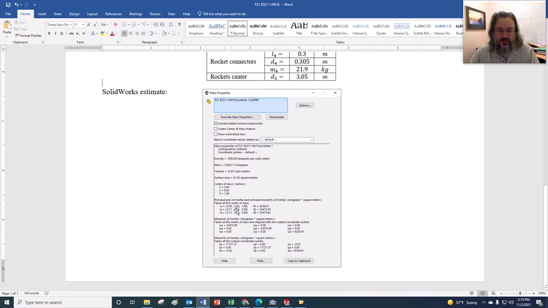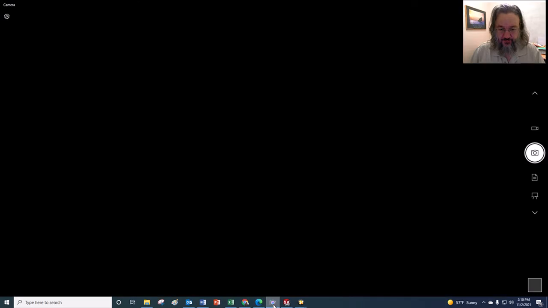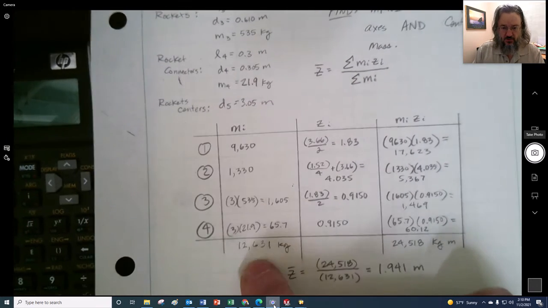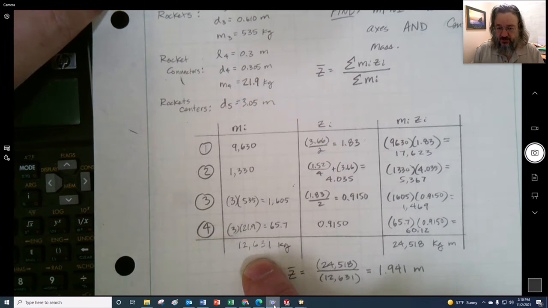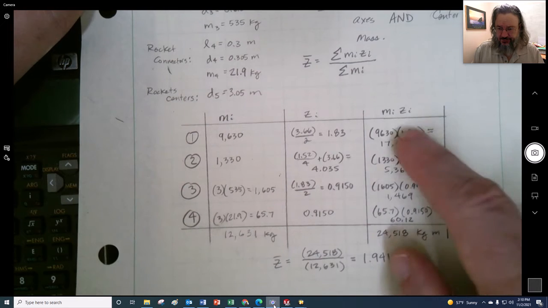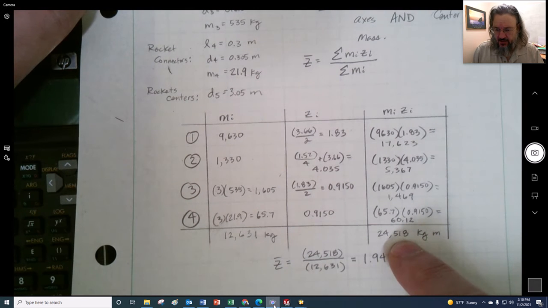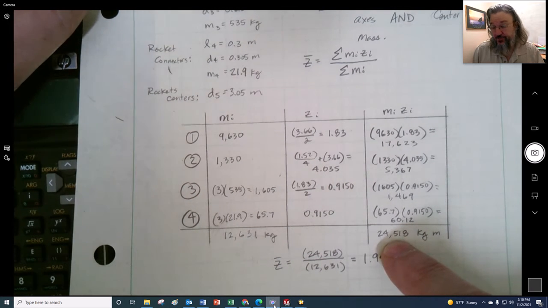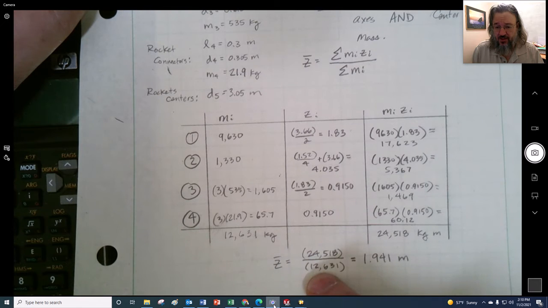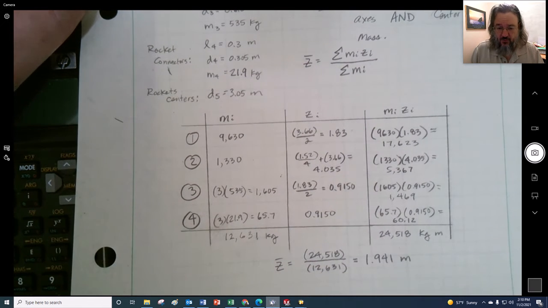So what we previously did is we created a table. Using a table, we found the mass right here, 12,631. And by using these distances and getting the total, we could call it mass moment, right? This is like the first mass moment. We could divide that total by the total mass, and we get 1.941.